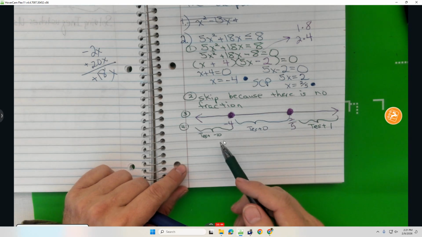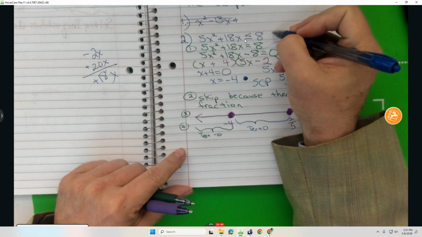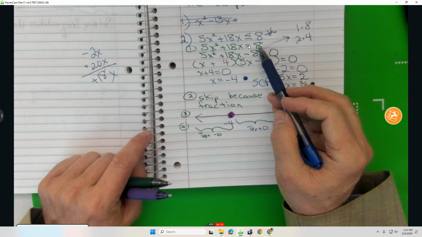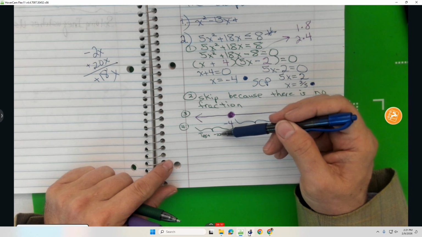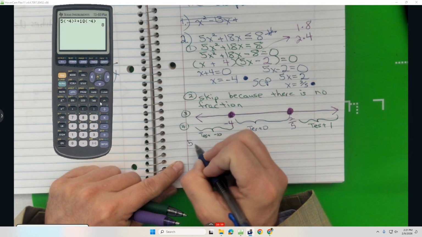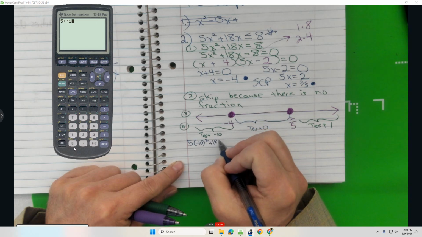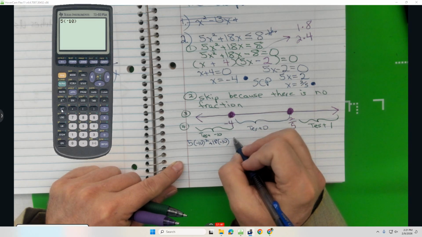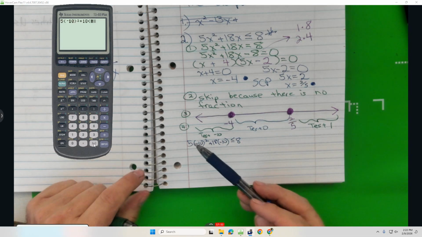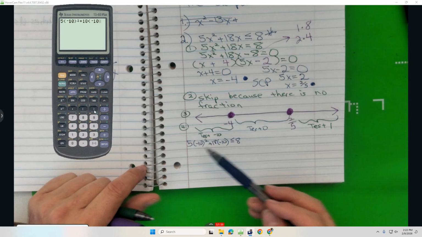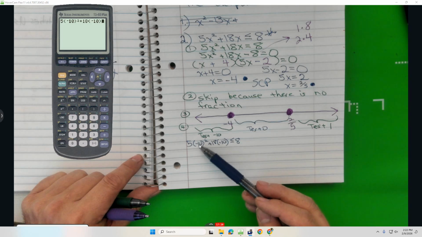Let's see. Start at -10. We're plugging it into the original inequality, the thing with the less than or greater than. Don't plug it into the equal to. Plug it in for either the less than or the greater than. Plugging in -10, we get 5 times -10 squared plus 18 times -10 is less than or equal to 8. And remember your order of operations. You do the exponentiation first, or else you do what my brother's doing and just punch it into a calculator. You do the exponentiation first.